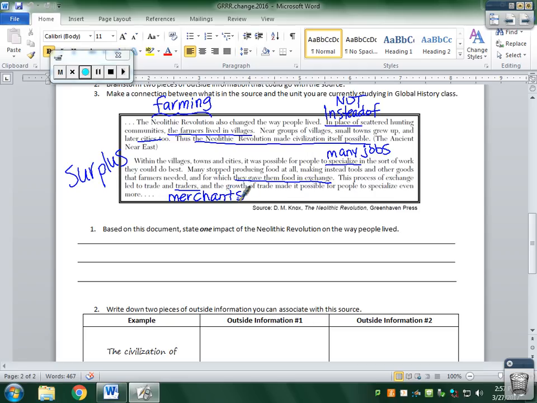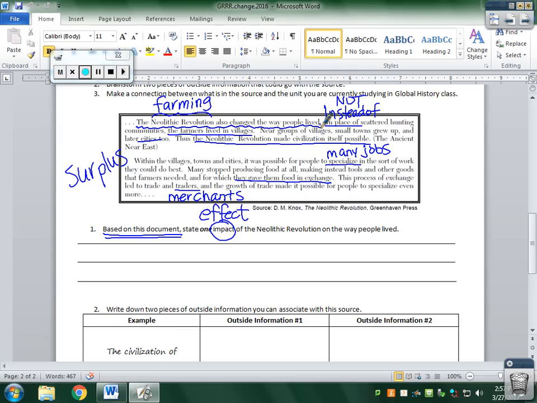All right, so the question we're trying to answer is based on this document, which means it has to come from the document, not outside information yet. State one impact of the Neolithic Revolution on the way people lived. Impact is another word for effect. So name one effect of the Neolithic Revolution on the way people lived. We annotated a bunch, and the topic sentence here tells us that's what we're going to find. The Neolithic Revolution changed the way people lived. So we know they're going to support that later on. The author does that. And so really you've got lots of options there for a correct answer.